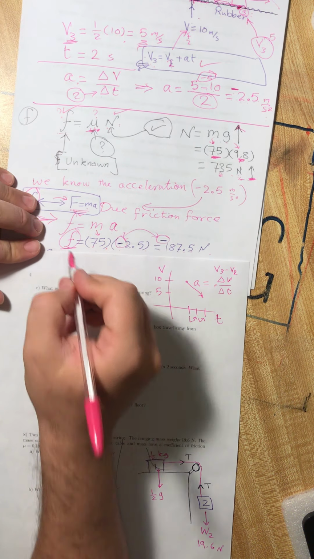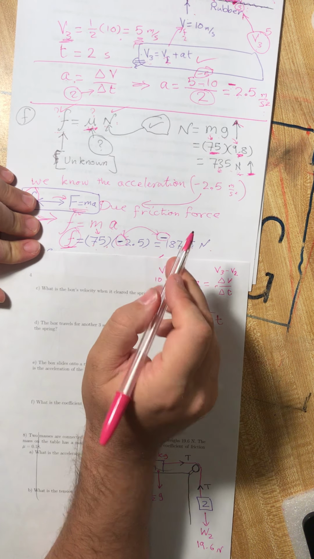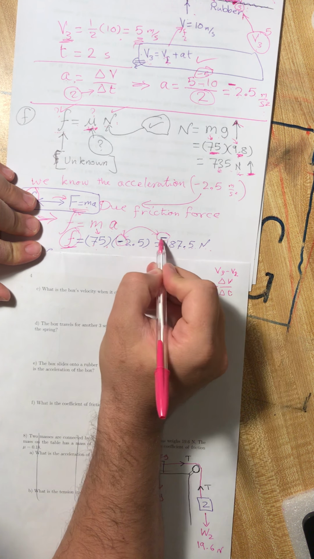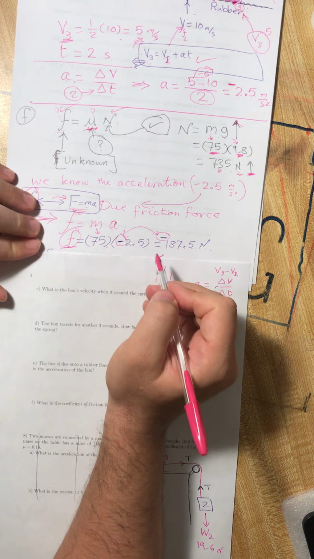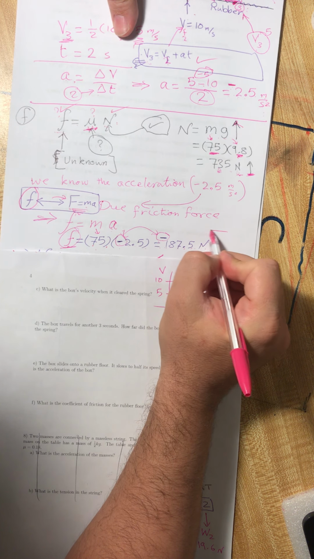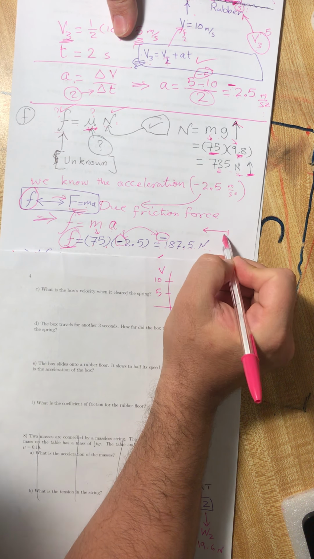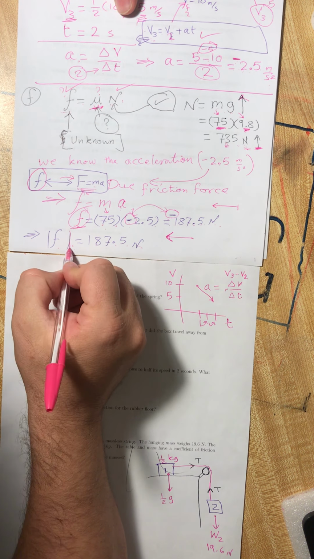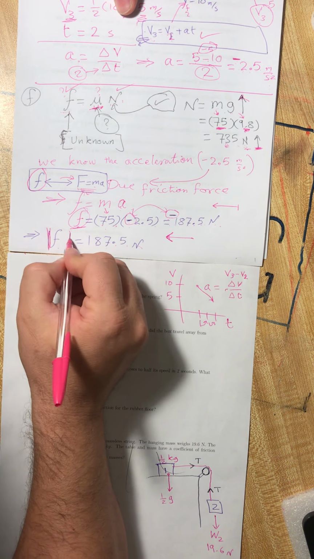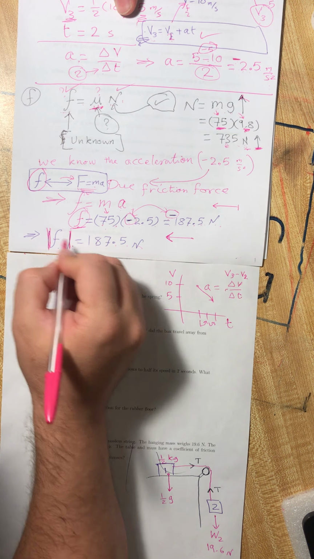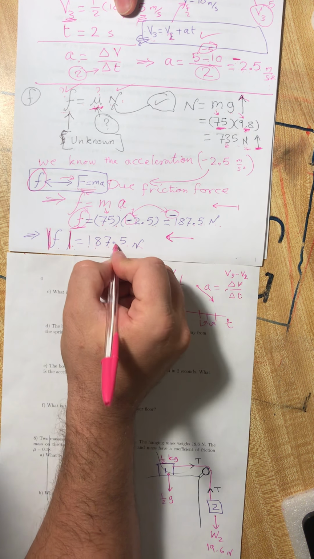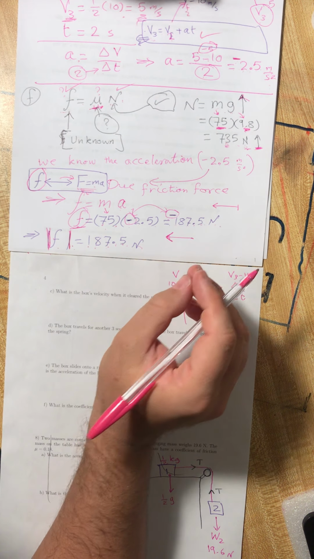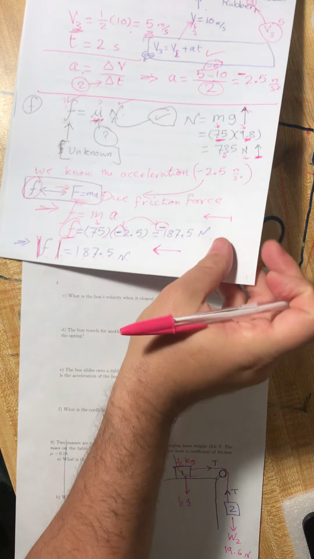The friction force in this case, which is the external force for this body, is equal to negative 187.5 newtons. And this sign, I put it here to be sure that the direction of the friction force is opposite the direction of the movement. So the magnitude of the friction force is 187.5 without the negative sign, because the negative sign tells us about the direction.